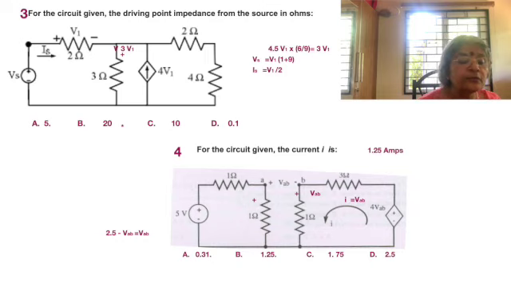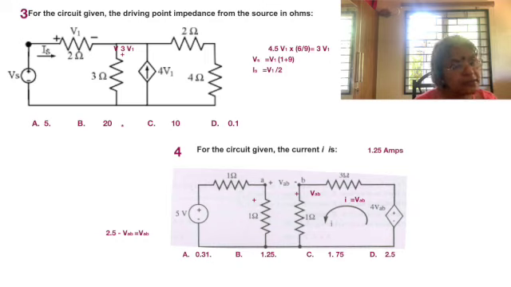So if 3 V1 is flowing through 3 ohms, it creates a 9 V1 voltage across it with the direction as shown. In other words, 9 V1 and V1 add together to create Vs. So now we have 10 V1 equal to Vs, and we also know that Is is equal to V1 by 2, which was already spoken about.